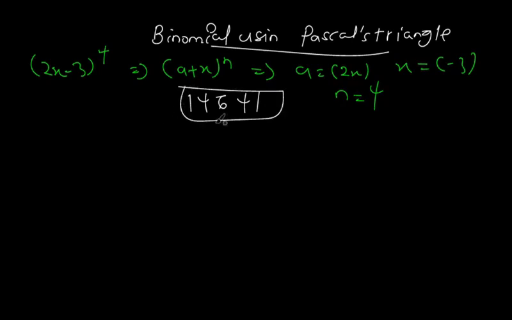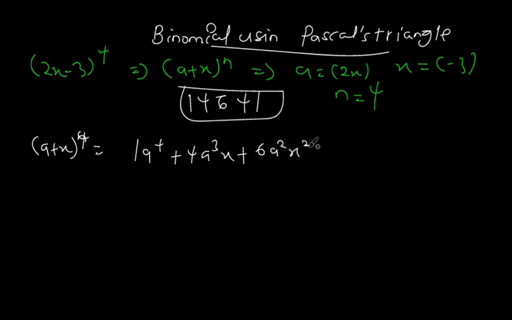Once we know these are the coefficients, then for the form (a + x) raised to the power n, the expansion using Pascal's triangle with the power 4 will be 1a^4 + 4a^3x + 6a^2x^2 + 4ax^3 + 1x^4. So for this example, (2x - 3) raised to the power 4, we just input the values of a and x, and we get our answer.